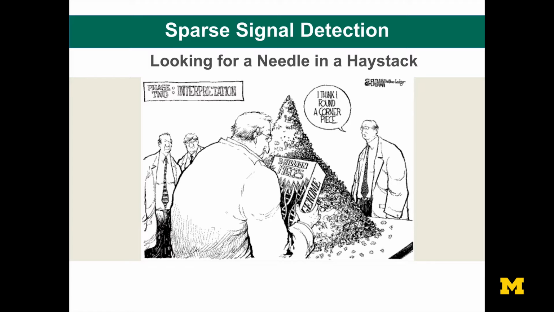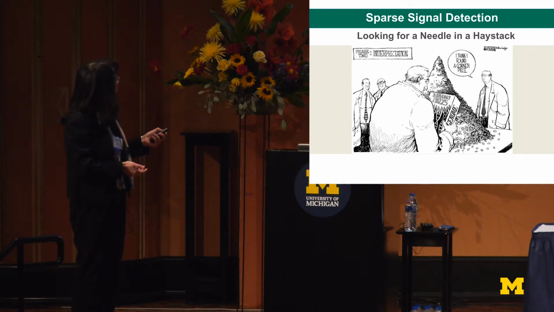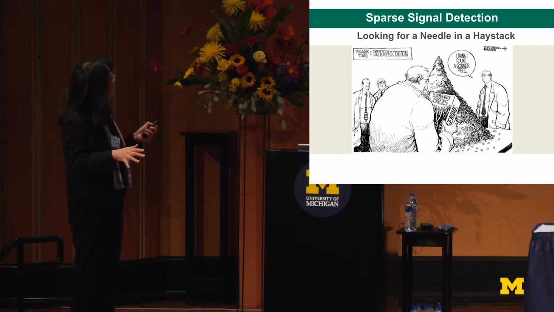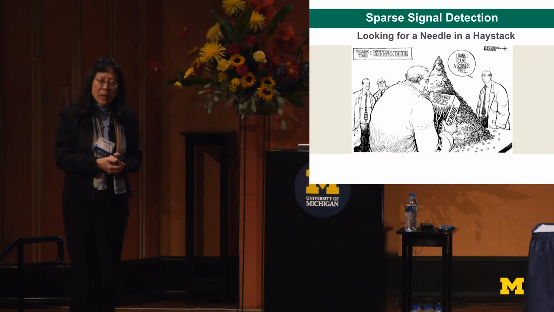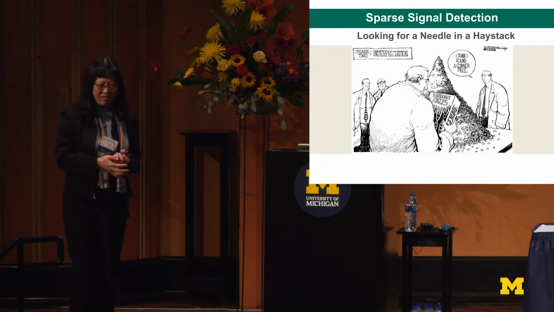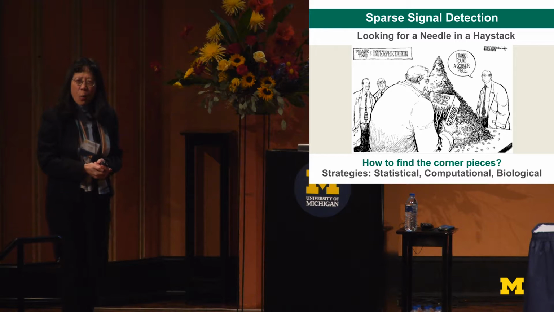So what is the first goal? The first goal of whole genome sequencing analysis is sparse signal detection. Basically, one should look for the needles in the haystack. If you look at this gentleman, he's holding a 3 billion piece box. That is a whole genome with 3 billion base pairs. And this gentleman said, I think I found a corner piece. That is the genetic mutation that causes breast cancer. So the question is, how can we find the corner piece?